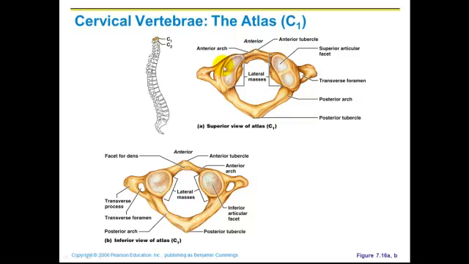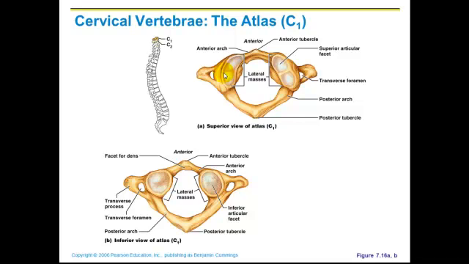What will articulate here in the superior articular facet are the occipital condyles of the occipital bone of the skull. Right? So that's where the skull actually sits and articulates. Now the movement that's allowed by the movement of these occipital condyles onto the articular facet of the atlas is that forward-backward movement, as if you were nodding your head.